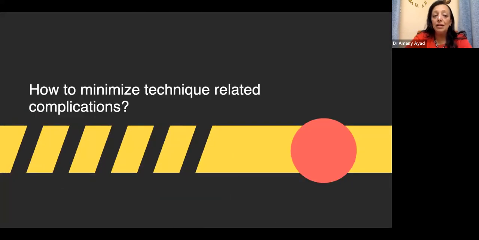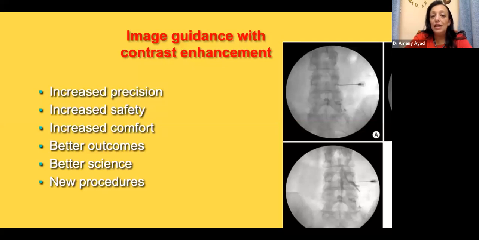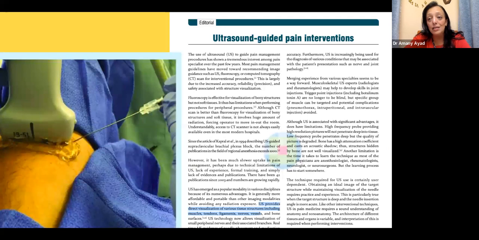How to minimize technique-related complications? First, image guidance. Image guidance made a huge change in our practice in pain management because, of course, we're mostly familiar with fluoroscopy-guided techniques. It increases precision, it increases the safety, and it increases the comfort for the patient because you don't keep trying to find your place. You can find your place immediately under vision. It gives a better outcome, better science, and new procedures were created. What about the ultrasound? Of course, we have people who are experts in ultrasound-guided regional techniques. When the ultrasound era came, it gave us a different kind of precision.